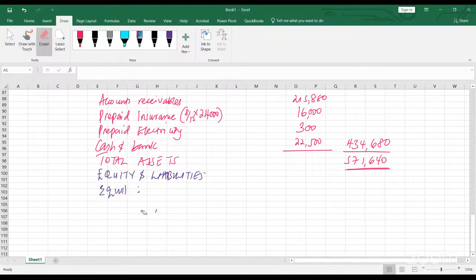Share capital. We have 435,380. That is our share capital.